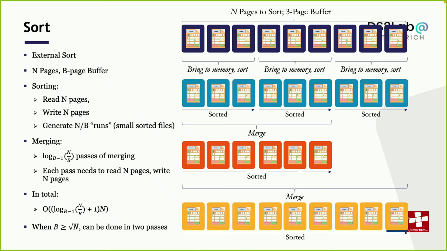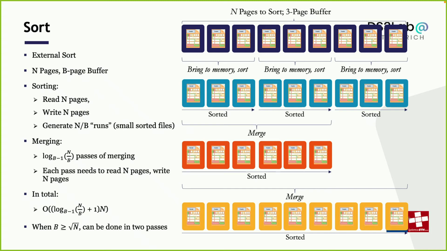So that also tells you, even if you have a very big buffer, I do not need to use all of them, okay? All I need is a square root of n number of pages in my buffer, then I'm done. Make sense? Any question about this?